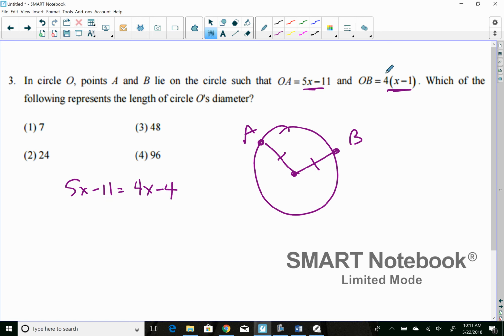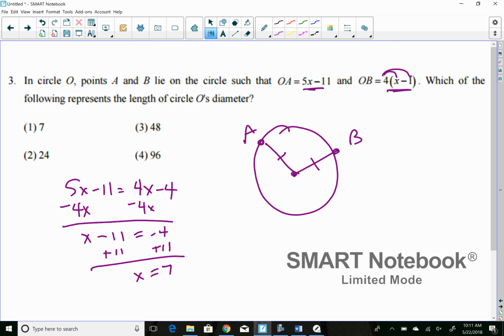Where I'm getting 4x minus 4 from, I'm distributing into the parentheses just like I would have done in algebra. If I then subtract 4x and use my algebra skills here to try and find x, I have x minus 11 equals negative 4 plus 11, and I get x equals 7. Don't get too excited because that's not my answer. It wants us to find the length of the diameter. So if I plug in 7, I can figure out what OA is. So OA is 5 times 7 minus 11, so that's 35 minus 11, or OA is 24.